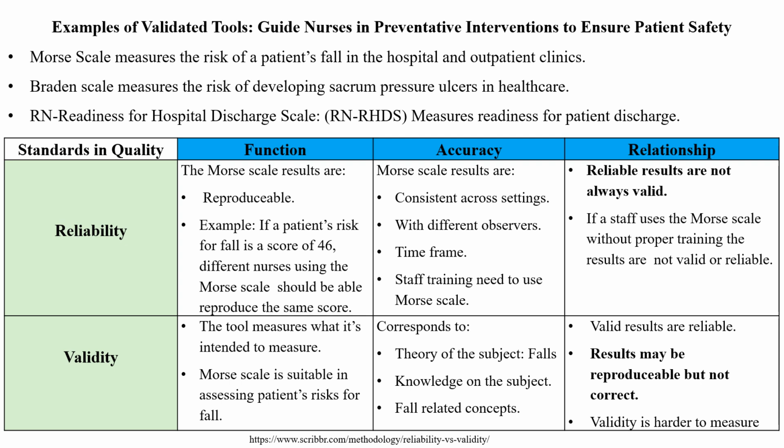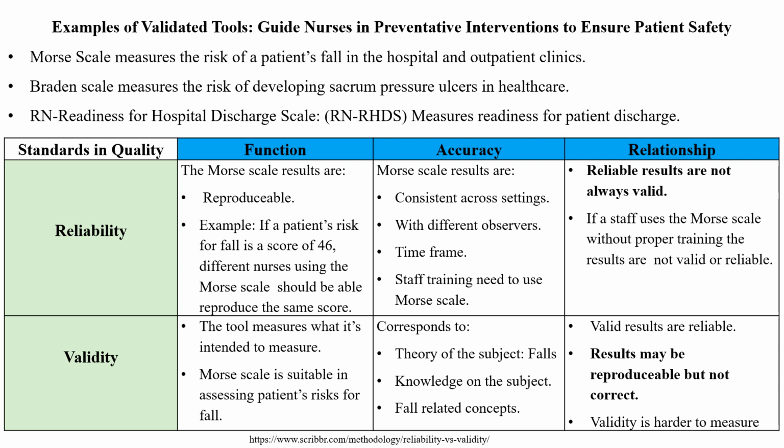Time frame. Assessing a patient's risk for fall should take no more than 5 to 10 minutes. So nurses in different areas should be able to take more or less the same time. Another important factor is staff training. All nurses who are using the Morse scale need to be well trained and assessed to make sure that they understand how to use the Morse scale.